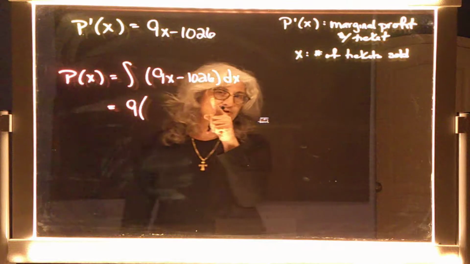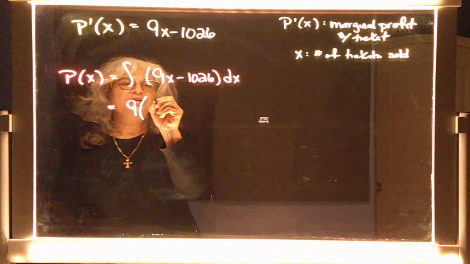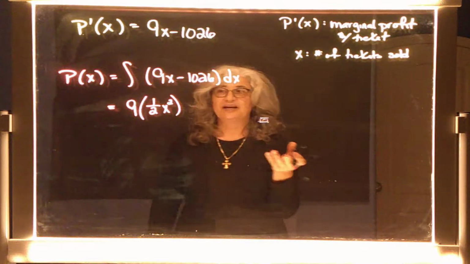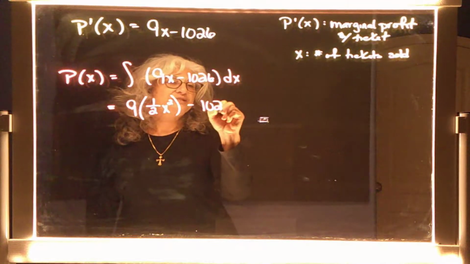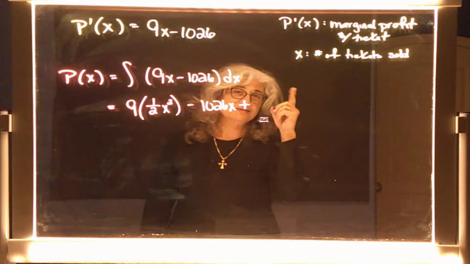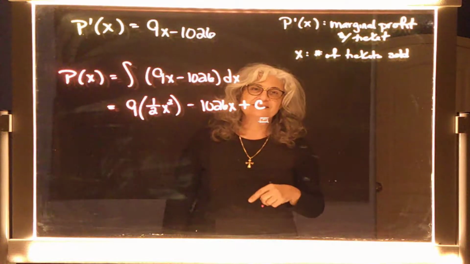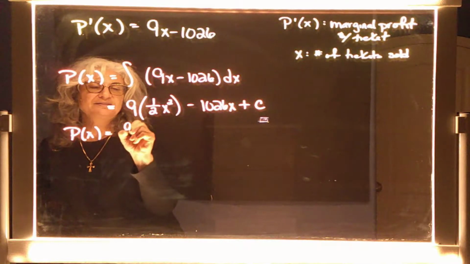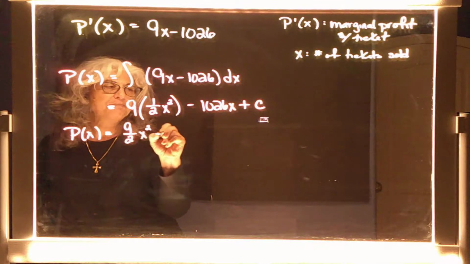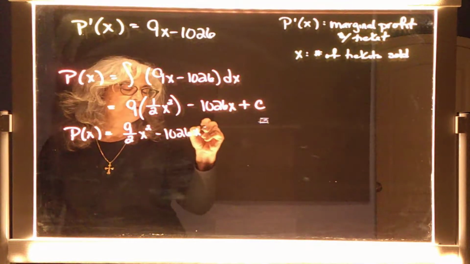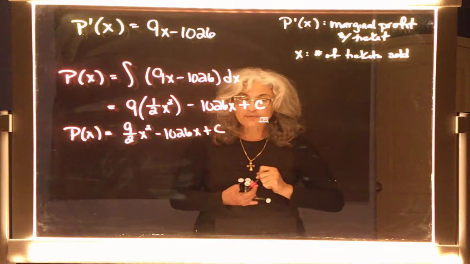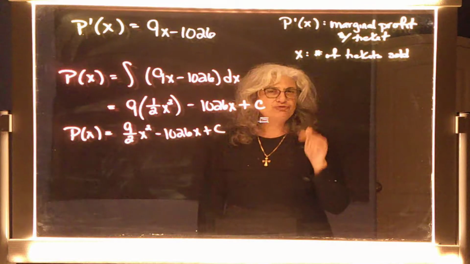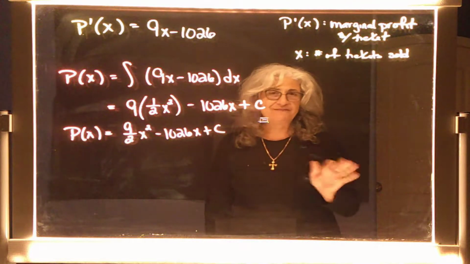And since it's a subtraction sign, I can look at them individually. So the first one is going to look like 9 times 1/2 x squared minus 1026x plus c. Always got to get that c in there, right? Okay, so our profit function is looking like 9/2 x squared minus 1026x plus c. And they would like us to find the sale of the first 60 tickets. But after that, do you notice it said disregard any fixed costs?